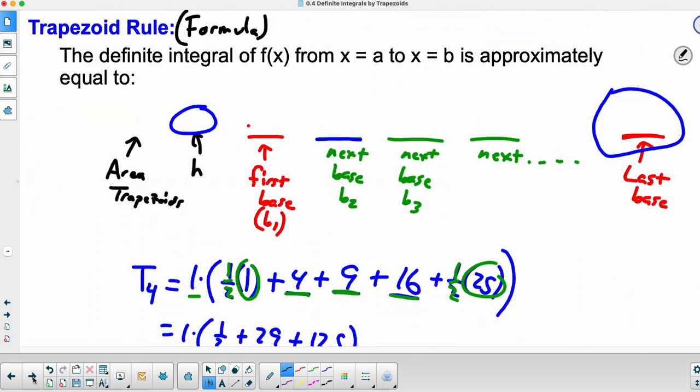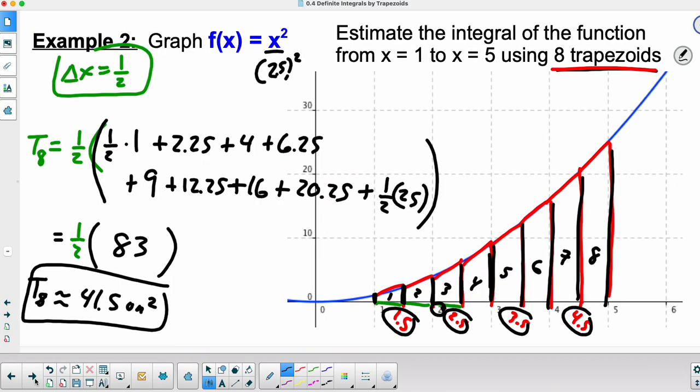If I go even farther yet and go 8 trapezoids, this answer of 41.5 is actually even closer yet to the actual answer. And if I could do more, right, we could do more. We could do 16 would be the next nice one to do. Subdividing this into 16 pieces wouldn't be terrible.